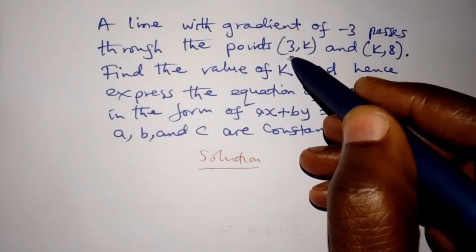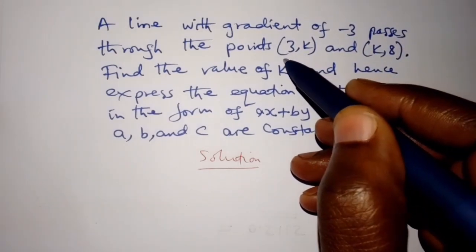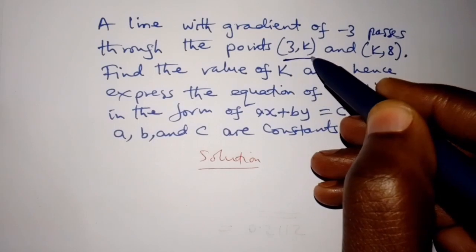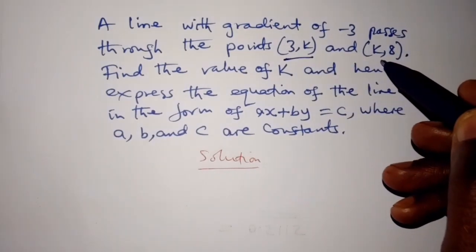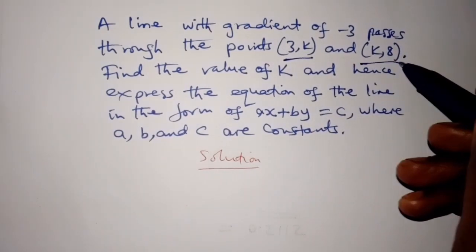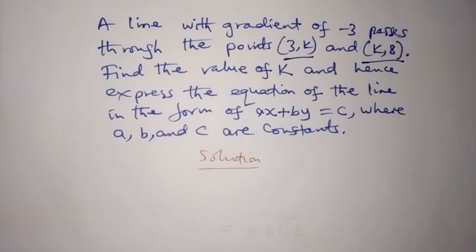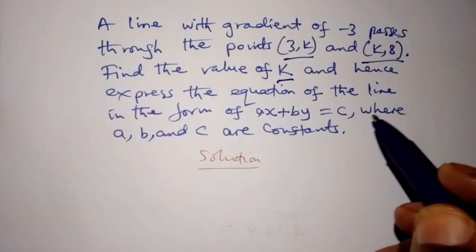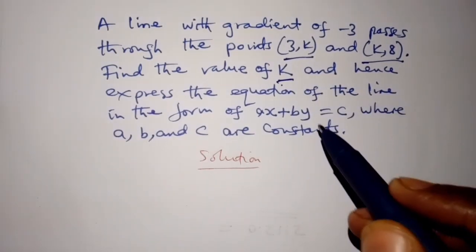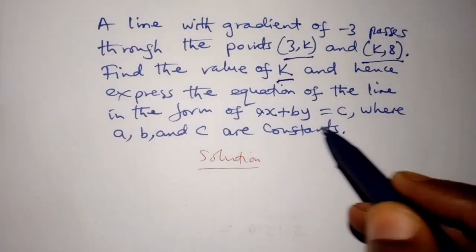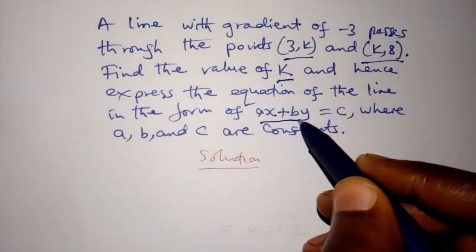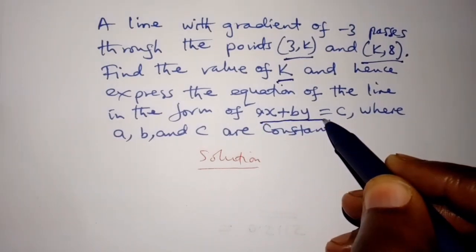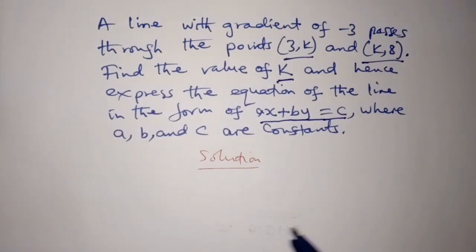So our points on the line are (3, k) and (k, 8). We want to find the value of k, and we want to write the equation in the form of ax plus by is equal to c.